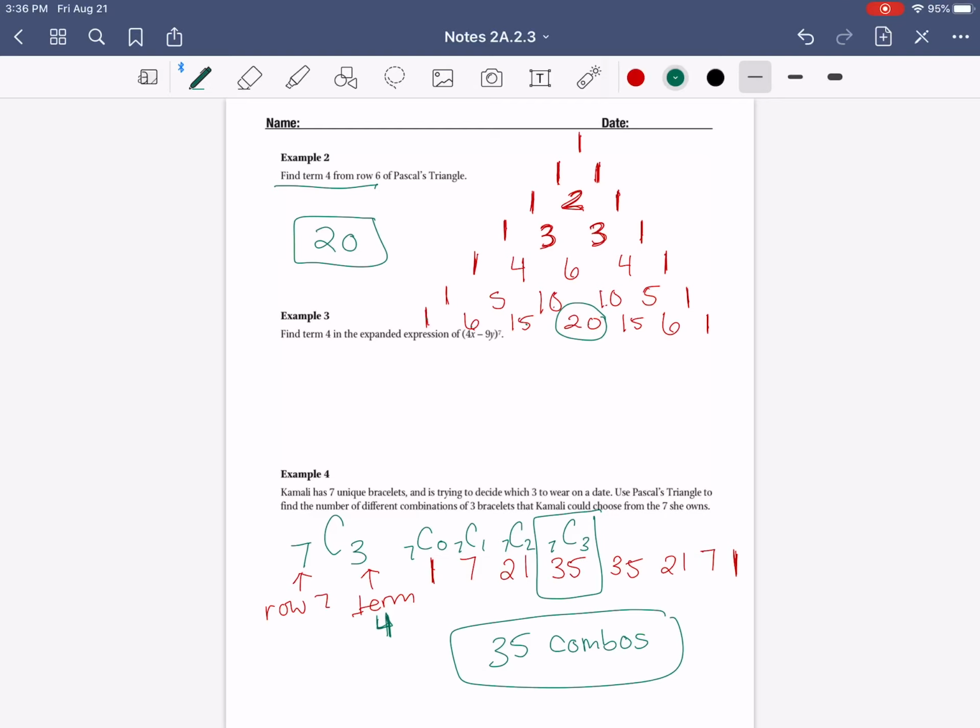I'm sorry, because it starts off with 7 choose 0. There's one way to choose no items. You just don't choose any. If she wanted to wear one bracelet, she had 7 different options of what she could wear. If she was going to wear 2 bracelets, there's 21 different combinations she could use. And if she wanted to wear 3 bracelets, there's 35 combinations.